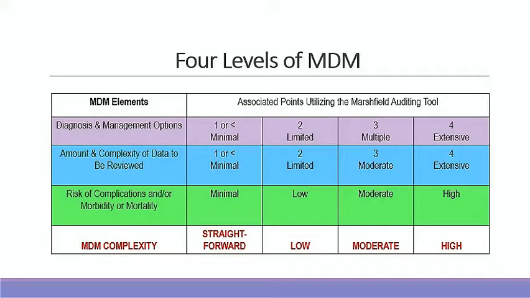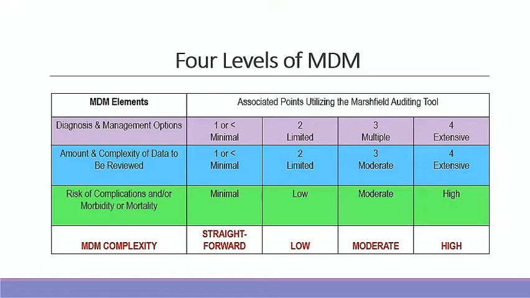The four levels of medical decision-making are in the bottom row of this table. They are straightforward, low, moderate, and high. The three elements of medical decision-making are listed on the left, with diagnosis and management options in the purple, amount and complexity of the data in blue, and the risk in green.